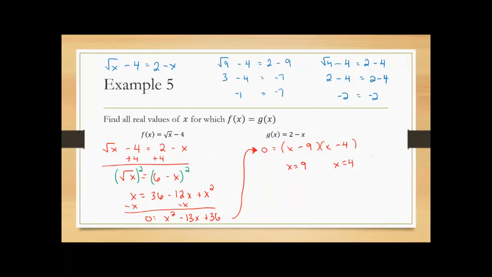So when I checked x equals 4, that gave me a true statement. So x equals 9 didn't actually work. So there's only one answer that makes this work, and that is 4, because that's the only one that came out true when I plugged it back into our original statement.